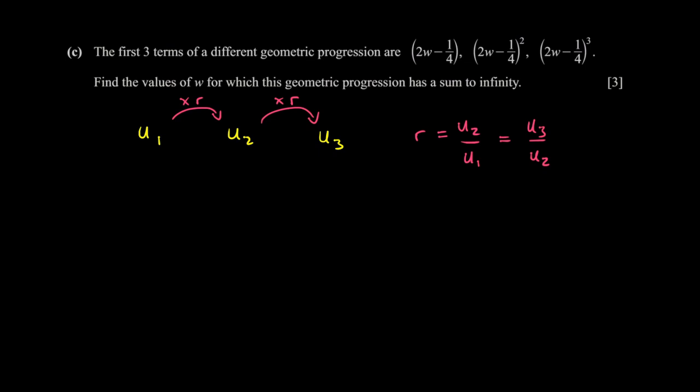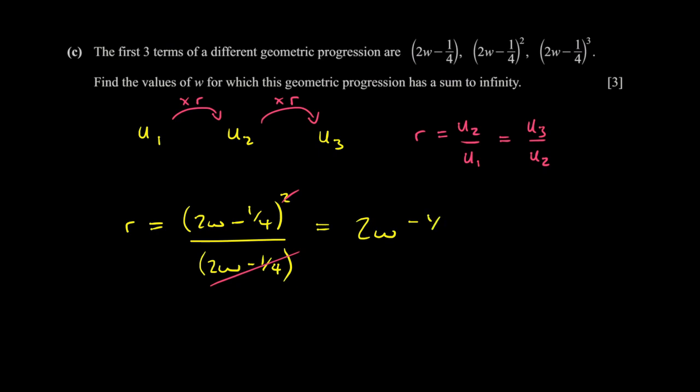So in other words, if I take the second term and divide it by the first, I should get the same value as the third divided by the second, right? So that is exactly what I'm going to do. I'll do it in full: 2w minus a quarter, squared, over 2w minus a quarter. That's the second term divided by the first term. Well, we can cancel by dividing top and bottom by 2w minus a quarter. So the common ratio is equal to 2w minus a quarter. Right, that's the common ratio.